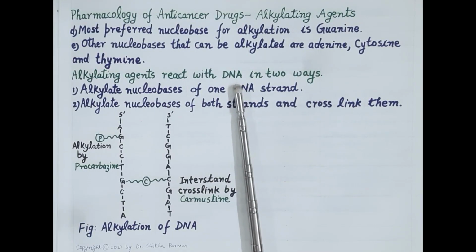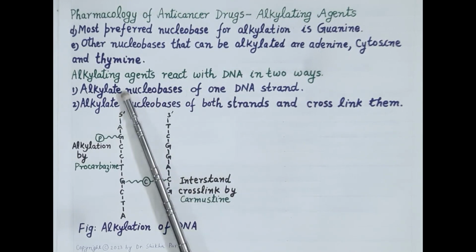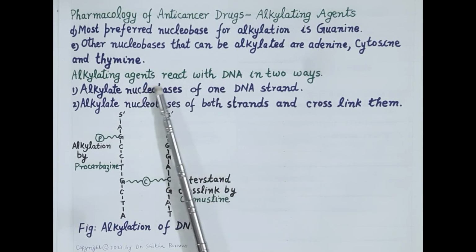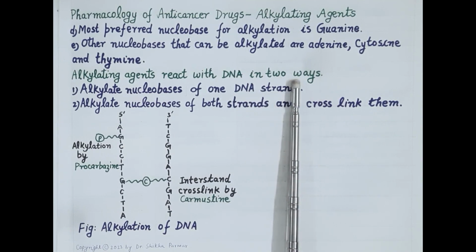Now, as we all know, DNA is made up of nucleotides. Nucleotides are the building blocks of DNA. And each nucleotide is made up of deoxyribose sugar, a phosphate group, and a base. So, now let's understand how alkylating agents react with DNA. Now, alkylating agents react with DNA in two ways.